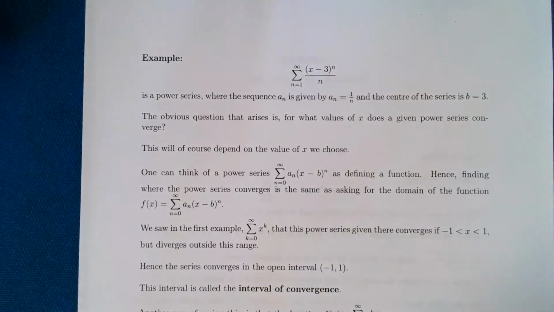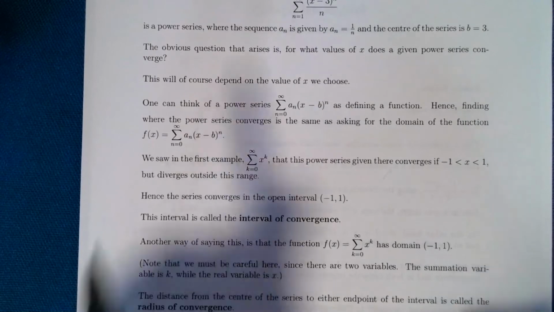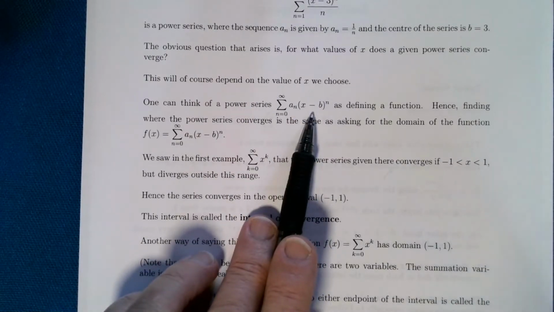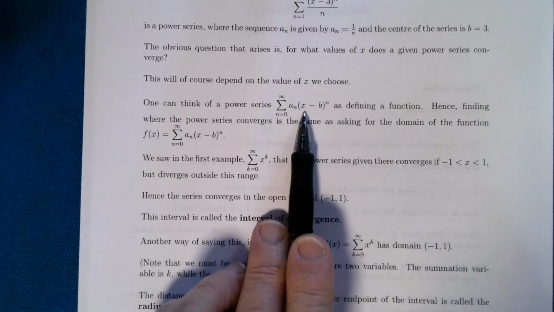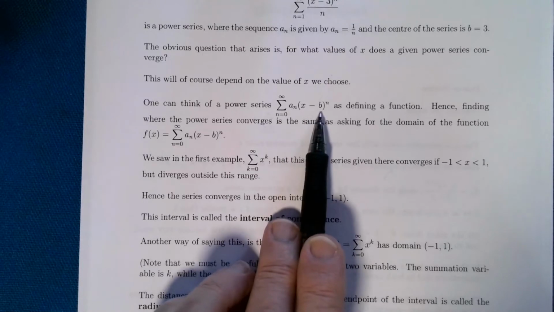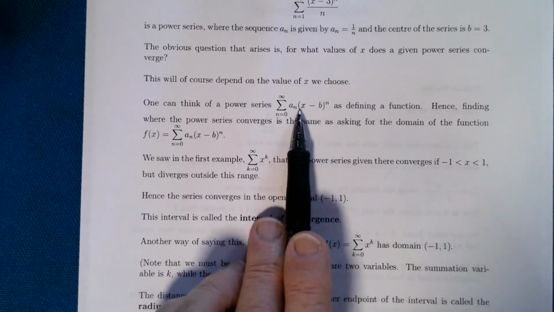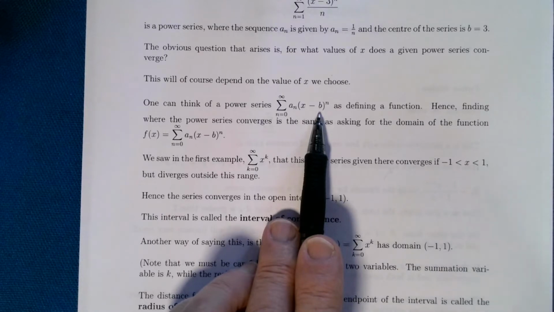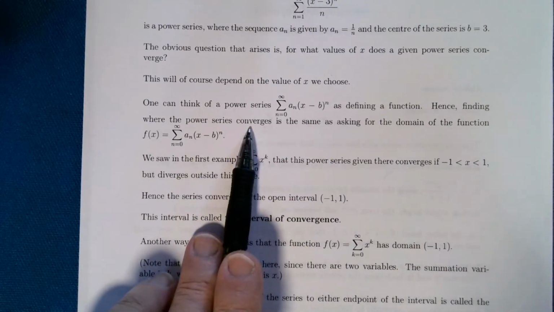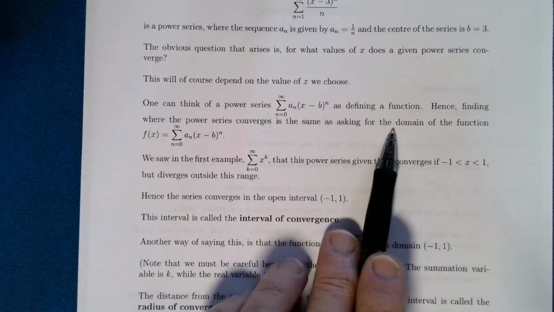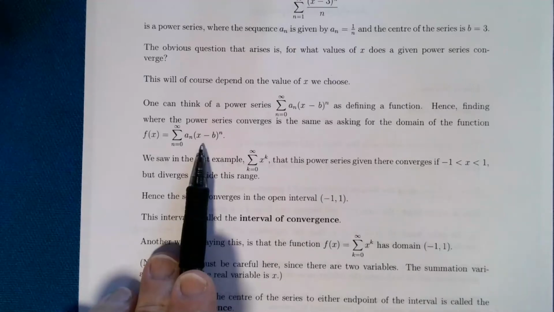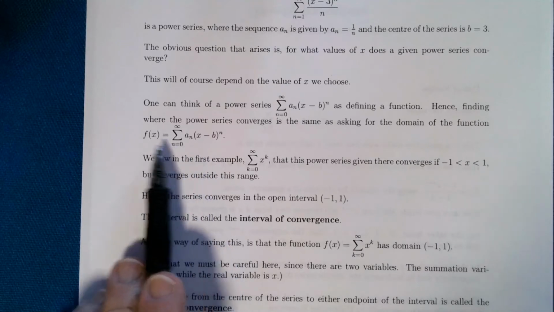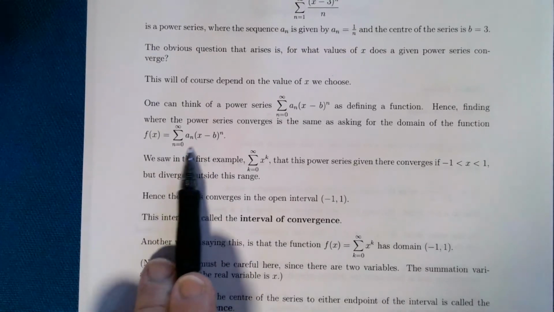Another way of thinking about these things is that you can think of a power series of this form as defining a function. The sequence a_n and the b are fixed, x is the variable, so we can think of this as a function of x. So finding where the power series converges is really the same as asking for the domain of the function f(x) equals this power series. Just another way of thinking about this. And indeed it's going to turn out that one often can define functions in terms of infinite series.